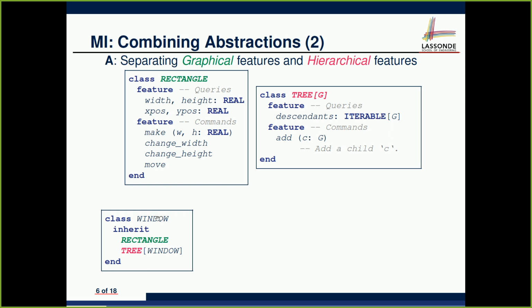So now we have window, which inherits from rectangle and also inherits from tree. And then every node in the tree is actually a window. That's why we're instantiating the generic type here with window. I'll pause a little bit here to see if you have any questions. The next step for this slide is to give you some sample code and trace it very quickly.